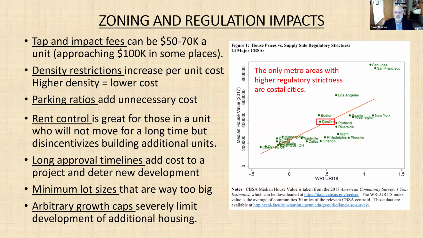I believe there was a piece of legislation that was passed by the legislature last year that tried to address that. The graphic on the right is a measure of that regulatory strictness. And if you can see where Denver is in the box, the only metro areas that have higher regulatory strictness than Denver are all coastal cities. Los Angeles, Seattle, Boston, San Francisco, New York, all the places that, believe it or not, are in competition for the highest cost of housing with Denver. So you can see there's a pattern there.